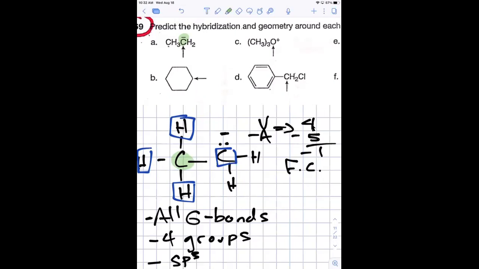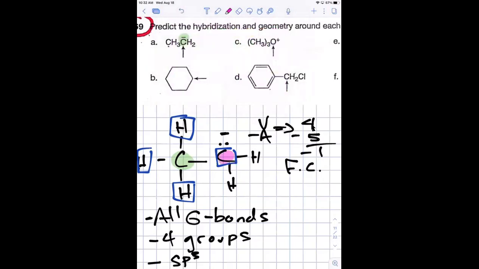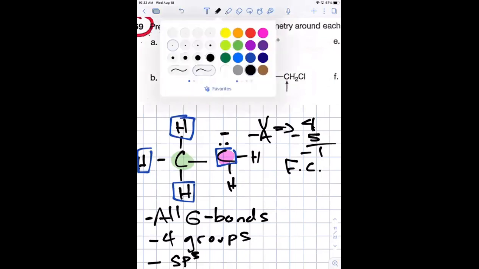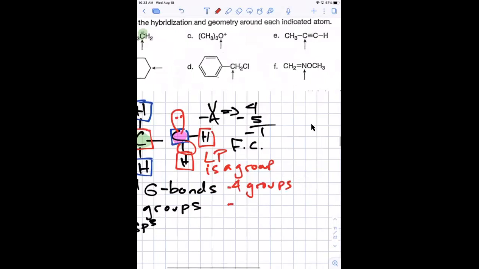Now let's look at the other carbon. Right here, how many groups are around that? 4. Did I hear somebody say 4? Yeah, it's 4. We've got hydrogen, hydrogen, carbon, and then the lone pair. I know it looks weird just sitting on top of the atom, but the lone pair is actually sitting in an orbital, so that's a group as well. So the lone pair also counts as a group. So this carbon also has 4 groups around it. What's the hybridization state? SP3. Any atom with 4 groups around it, even if one of the groups is a lone pair, is sp3.